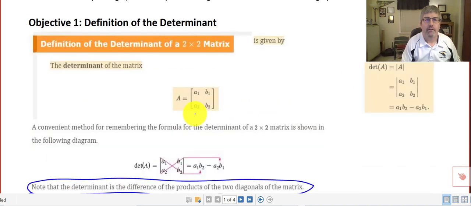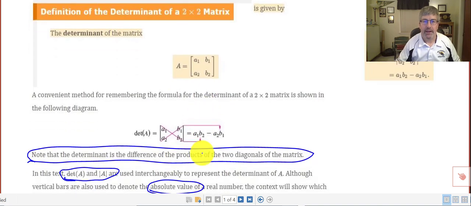So objective 1, the definition of a determinant. The determinant of a matrix is simply finding the difference of the products of the two diagonals of the matrix. What we will do here is we will take A1 times B2 and subtract A2 times B1. So the determinant is the difference of the products of the two diagonals of the matrix.